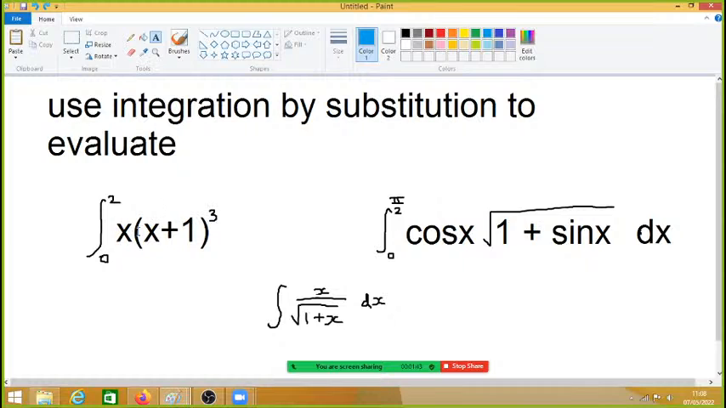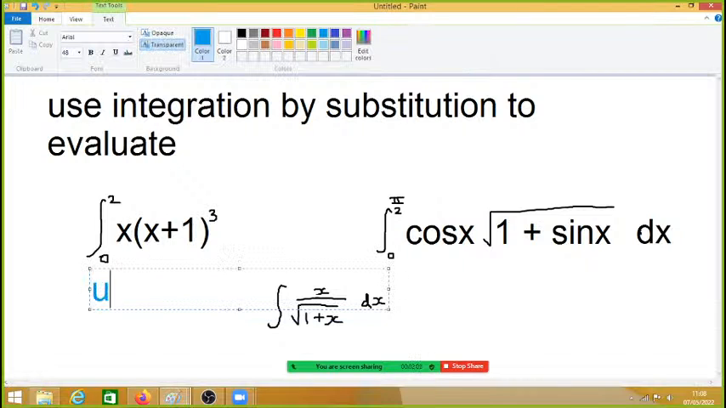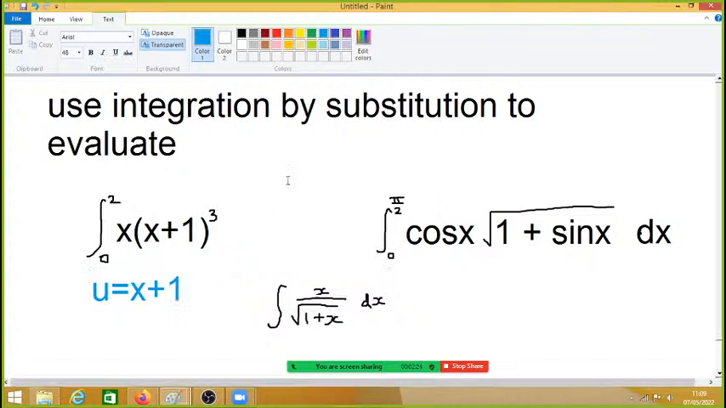So let's just show you for the first one. What are you going to choose as a substitution? Just look for the bit that's in brackets or a power. We can see here the x plus 1 is there and it's cubed. You don't have to include the cube in your substitution. You just want to make it as easy as possible. So we're just going to make u equal to x plus 1. This whole bracket just turns into u, and then I'll just have u cubed. So that would be the substitution for the first one.